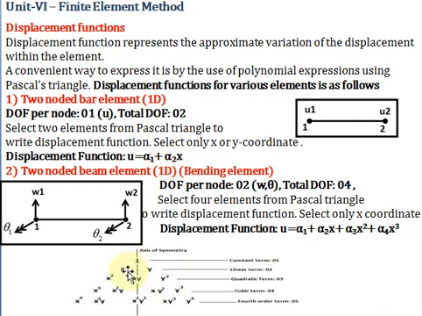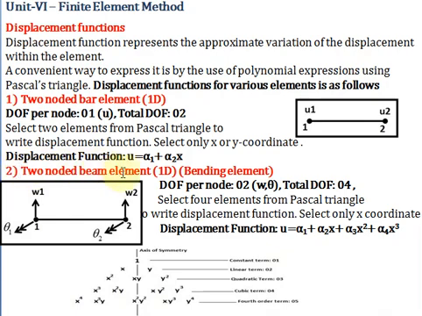So here we have taken the function as x. Now select the two elements from the Pascal triangle. From the Pascal triangle you have to select two elements, either you can take 1 and x or you can take 1 and y. To write the displacement function, select only the x or y coordinate.